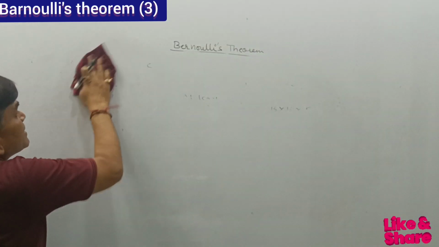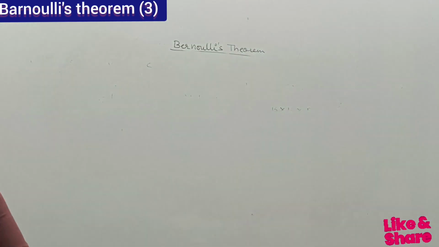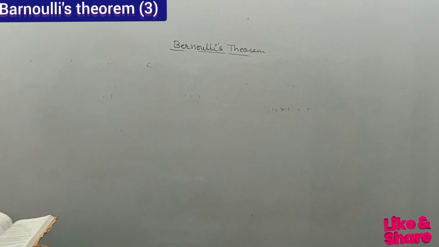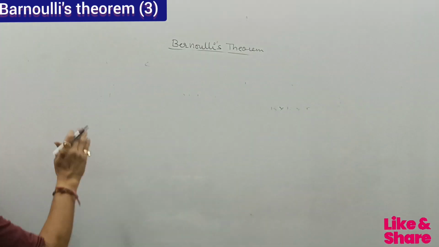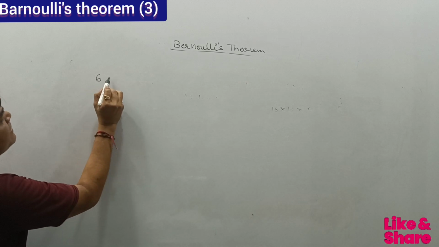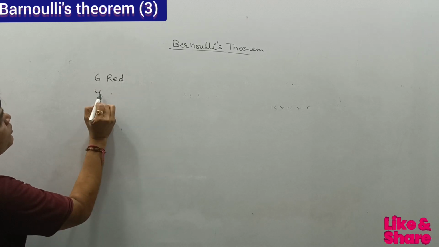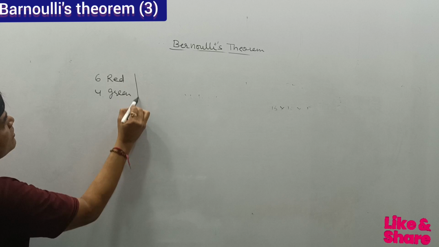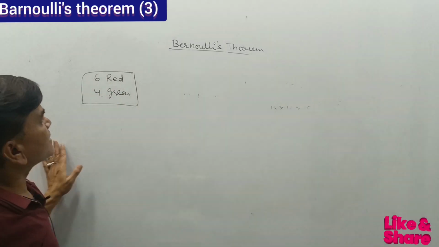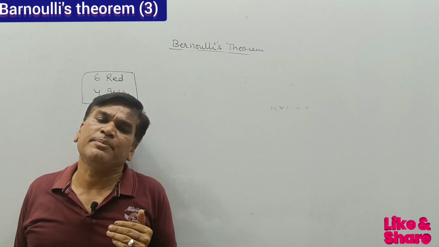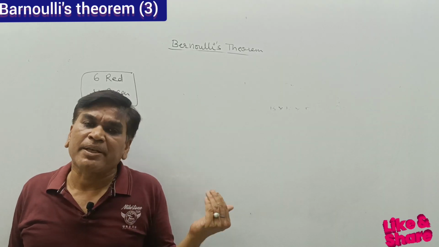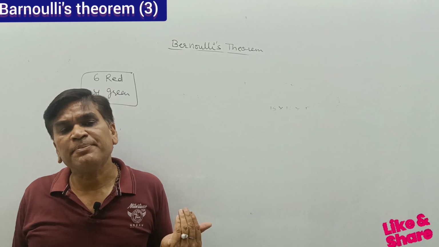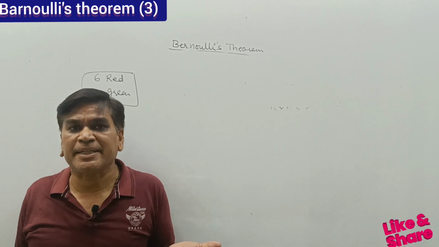A bag contains, one more question related to the probability. A bag contains 6 red balls and 4 green balls. 4 balls are taken one by one. What is the probability that they will be having different color?